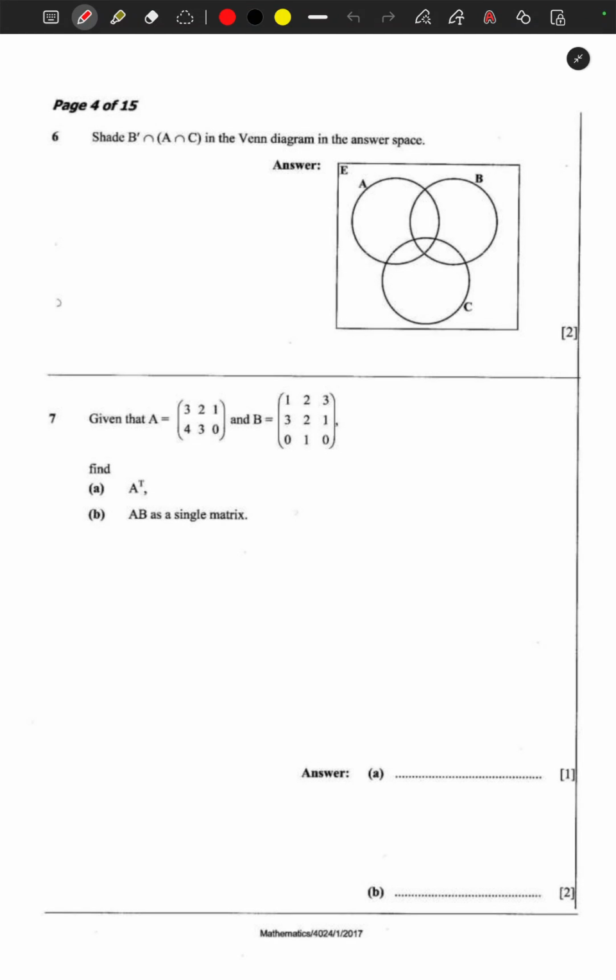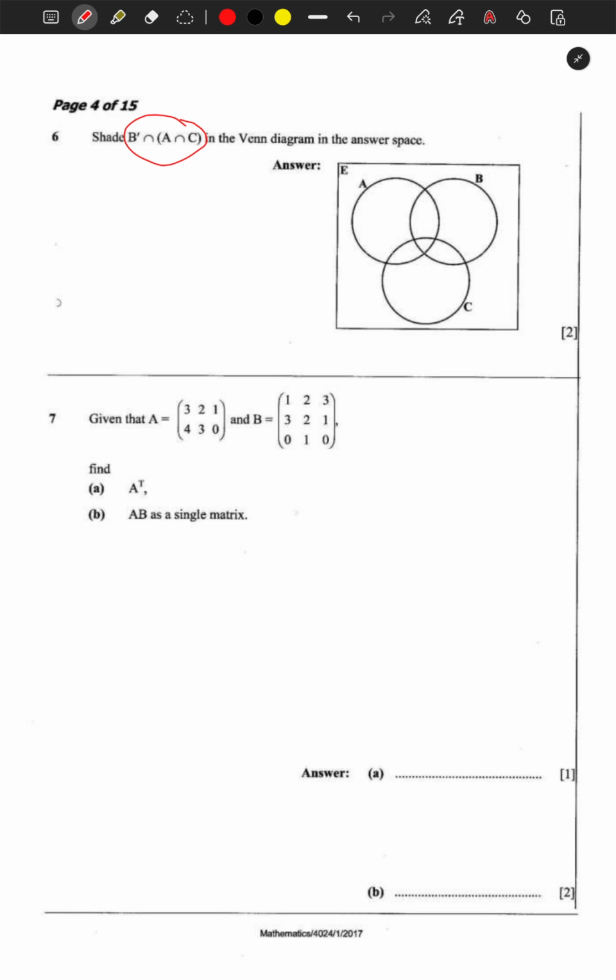Okay, so let's look at these two questions here, 6 and 7. The first one is telling us to shade B complement intersect of A intersection of C in the Venn diagram in the space. So how do we shade this notation there? Here's what we can do to help us.